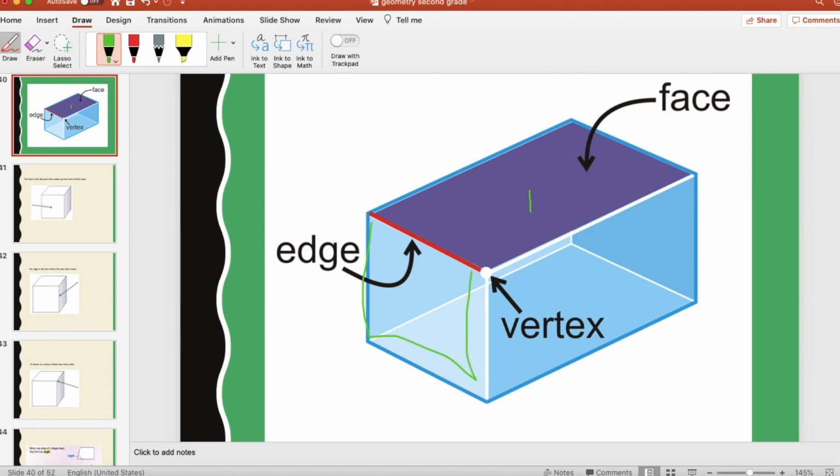Just to show you, this purple part is one face, and this square, if I outline the square, that would be another face. This red line that I'll go over in yellow, that's the edge. So we have one face, two face. The edge is the line where these two meet. And then the corner is this vertex.